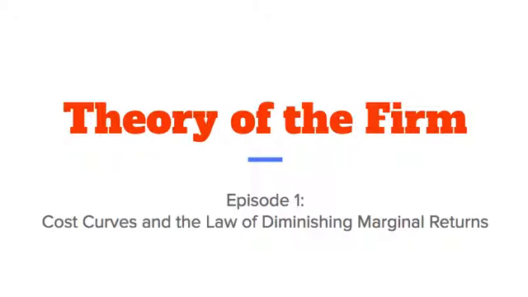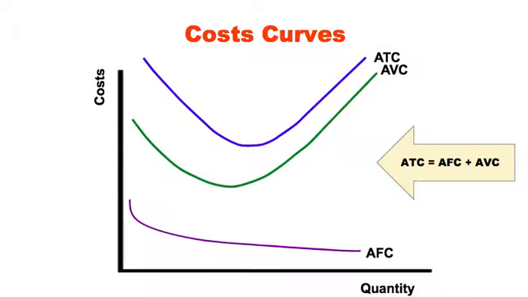So, we're going to start with episode 1 with cost curves and the law of diminishing marginal returns. Remember, this is our new opportunity cost for this unit. When in doubt, you can use it in the answer. Okay, so let's first review what the cost curves you need to know are, and then we'll explain the shape of them.